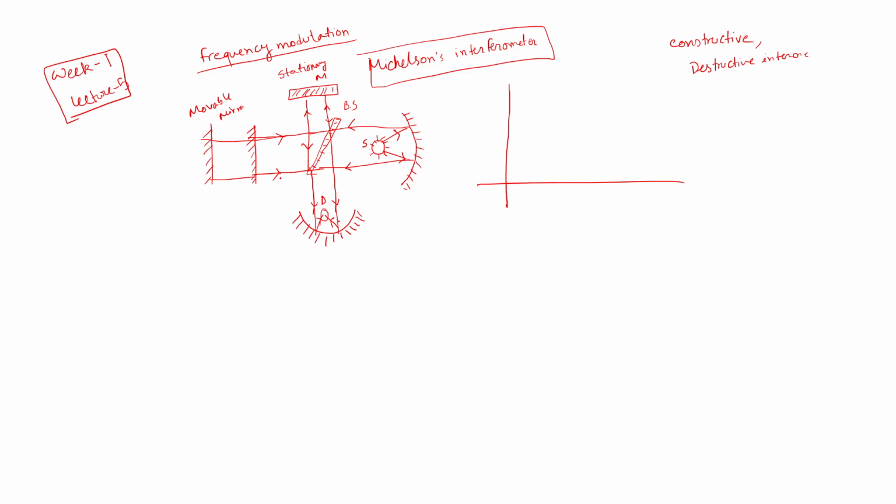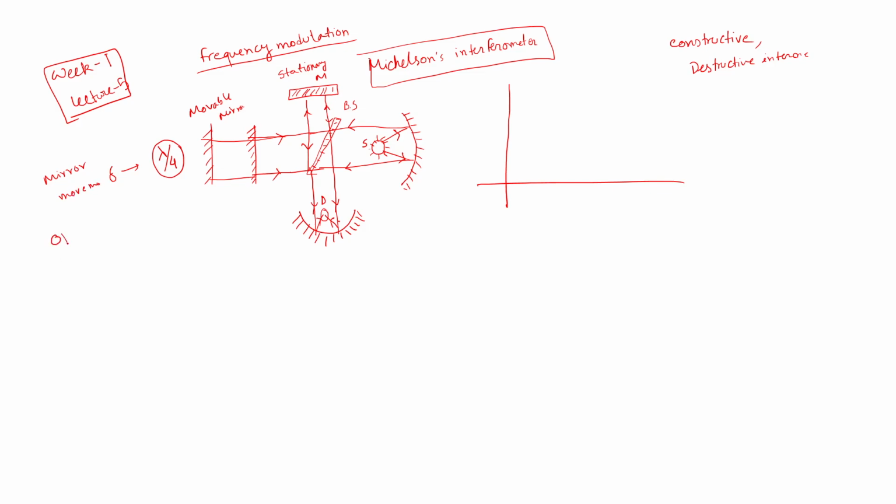So actually when the difference between two lambdas, suppose this mirror is stationary and we are moving this mirror. So let me give you the correct thing. If we move a mirror by lambda by 4, then this is your delta, or you can say this is the mirror movement.